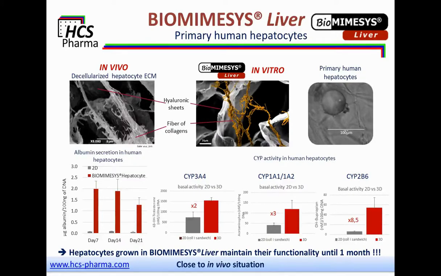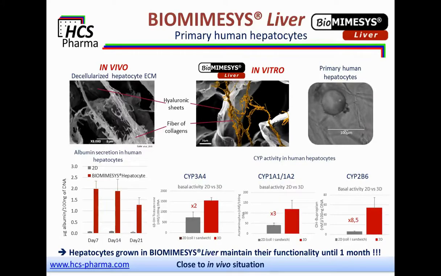We have characterized the cells in these conditions and compared them to 2D culture in collagen 1 sandwich condition. The interesting thing is that albumin secretion is much higher when the cells are cultivated in Biomimesis liver. And this higher production of albumin is maintained over time. We have tested until 28 days, one month. And again, the CYP activities have been quantified, and CYP3A4, for example, its activity is doubled in Biomimesis compared to 2D.